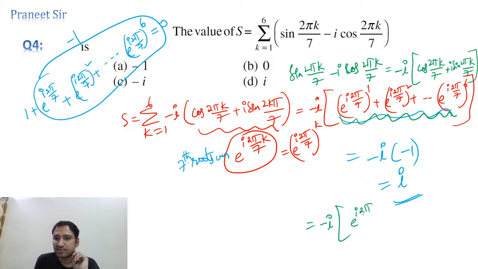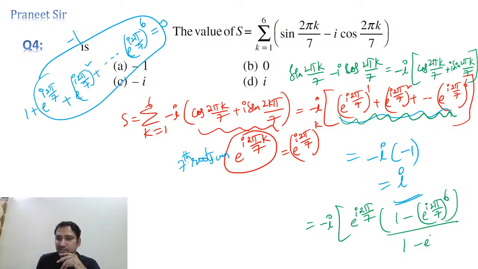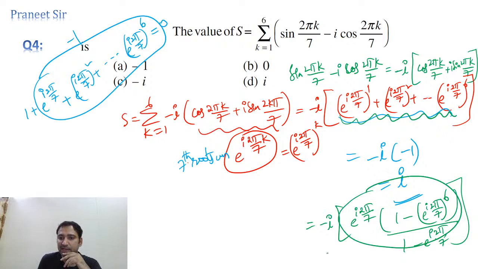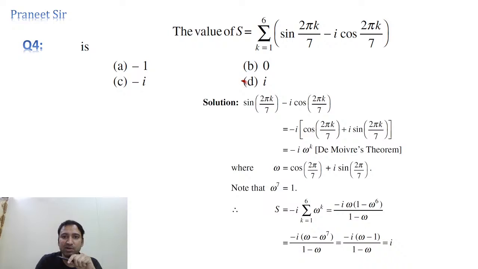If you simplify this, a into 1 minus r power n, where n is 6, by 1 minus e power i 2 pi by 7. If you simplify this whole thing, we'll get minus 1, guys. Again, we get the same answer. Any method is fine. Clear now? Right, that's what we're getting. Option D we are getting.